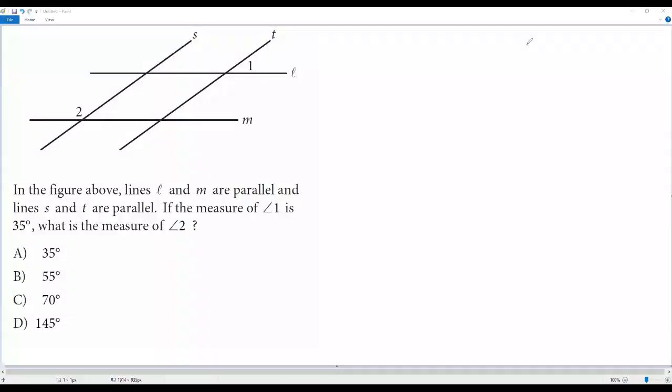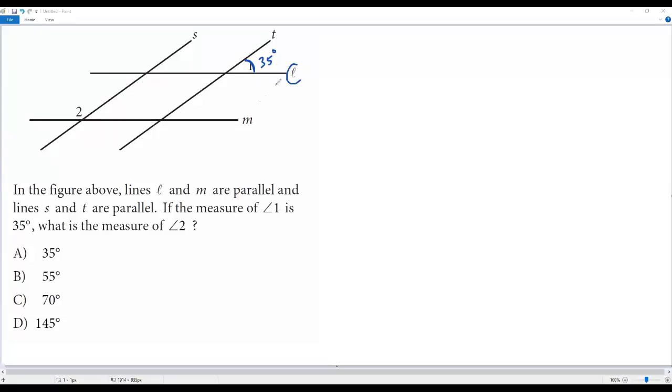Here we have a SAT math question on parallel lines. Okay, let's go with the question. In the figure above, lines L and M are parallel and lines S and T are parallel. If the measure of angle 1 is 35 degrees, what is the measure of angle 2? So the measure of angle 1 is given, that is 35 degrees.